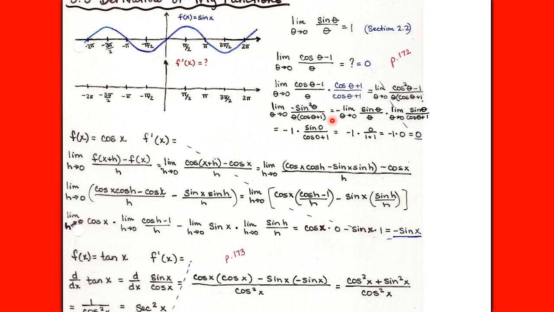I could replace the limit as theta approaches 0 of sine theta over theta with 1, because that was the rule from section 2.2. So I would have a negative times 1, that's where that negative 1 comes from. And then I'm left with just this limit. So let's try direct substitution. I'm going to put 0 in for theta, so that'd be sine 0 over cosine 0 plus 1. Sine at 0 is 0, cosine at 0 is 1, and so now this is well behaved. I'm going to get negative 1 times 0, which is 0. So we've proved this property that they gave us on page 172. We're going to use those two today as part of our lesson.